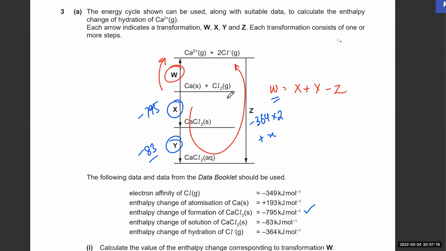That is impossible because 2 of the values are unknown. So we're going to calculate W separately. W is the lattice energy. So the confusion in this question is that we first thought that we were going to use this cycle to calculate W, but we can't do that because there's a missing value which we don't have with us. So we're going to calculate W separately.